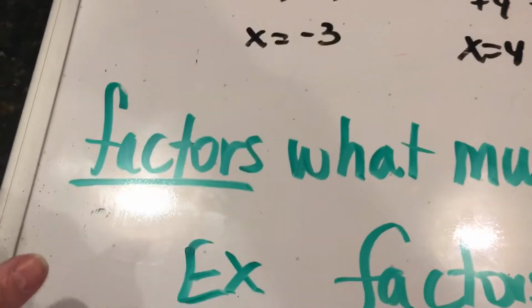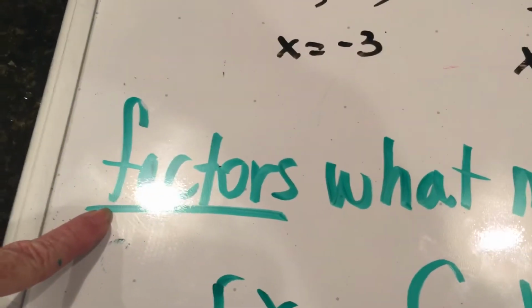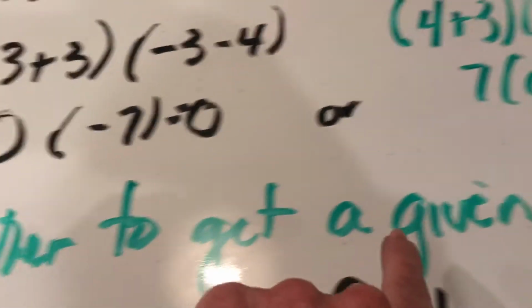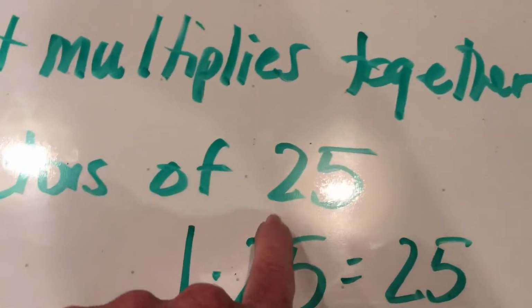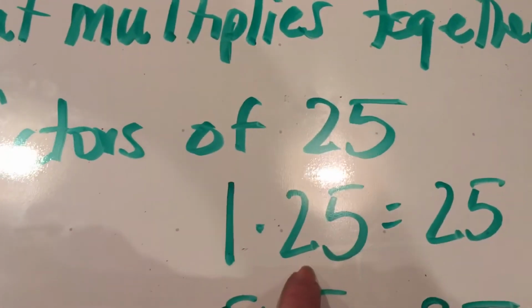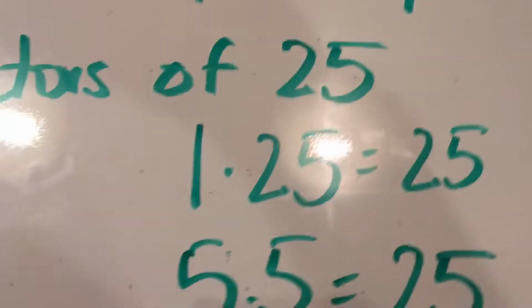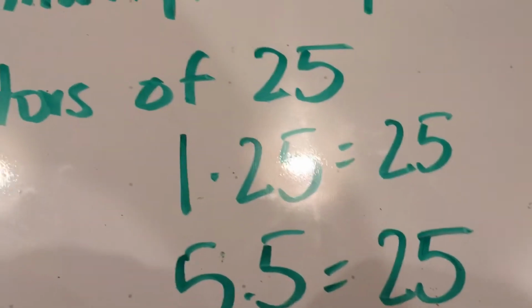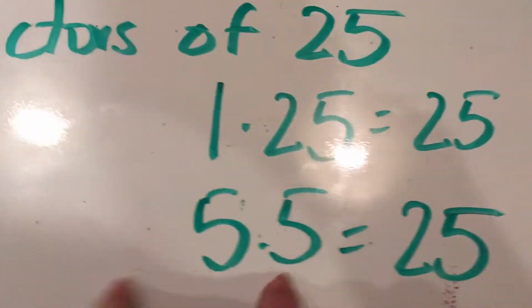Our next terminology for the day is factors. This is not a new one. You did these in elementary school. Factors are what you multiply together to get a given number. For example, what are the factors of 25? You might say they're 1 and 25 because 1 times 25 gives me 25. Or someone else might say 5 times 5 because 5 times 5 gives me 25. So the factors of 25 are 1 and 25 or 5 and 5.